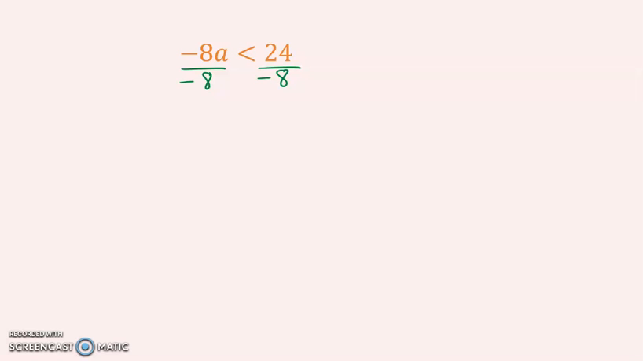And whatever I do to one side of the inequality, I have to do to the other. So negative 8 divided by negative 8 gives me 1. So over here I'm left with a is less than 24 divided by negative 8, which is going to be negative 3. Now we got to check this.